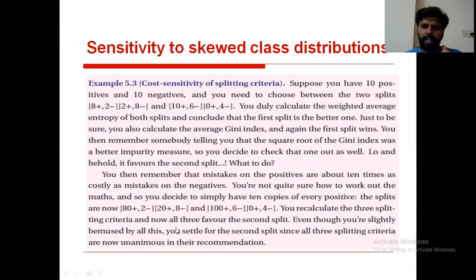If you multiply positive classes by 10, all are recommending, or all are rating, the second one as highest. Second segment as highest. This is okay. This is preferable. But the problem is the real world data is sensitive data.